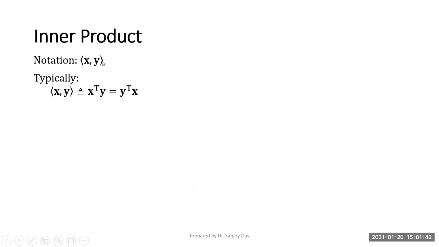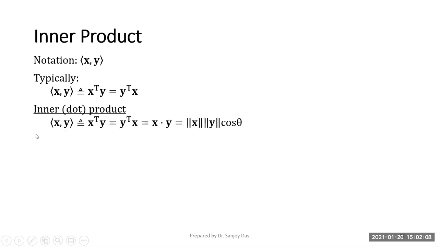The inner product, the general notation is this. We use these brackets here, x comma y. And everywhere in this course, this inner product will be x transpose y, which will be the same as y transpose x. Both x and y are column vectors of the same size.